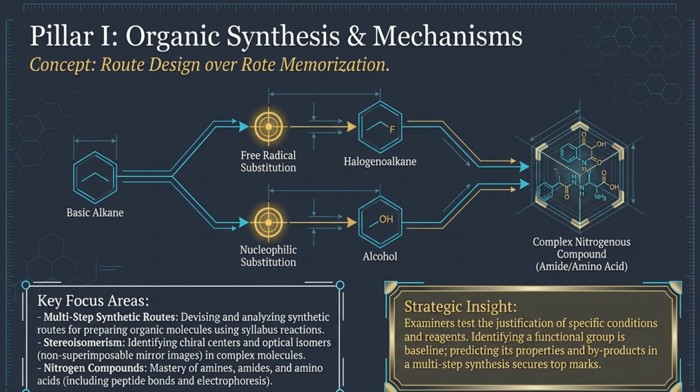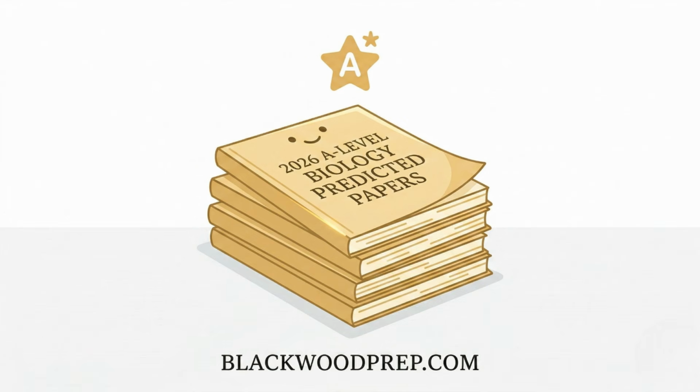One is about route design over rote memorization. Identifying a functional group is just the baseline. The real marks come from devising and analyzing multi-step synthetic routes for complex molecules. You need total mastery over free radical and nucleophilic substitutions to create complex nitrogenous compounds like amides and amino acids. Examiners are looking for your justification of specific conditions and reagents, as well as your ability to predict properties and byproducts.